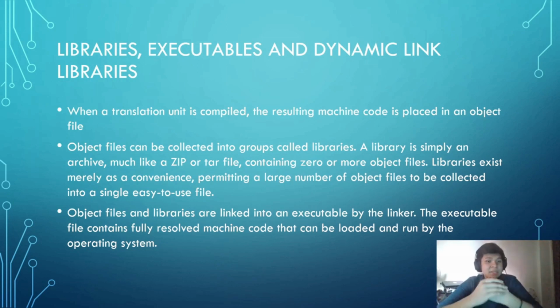So what are libraries, executables, and dynamic link libraries, DLLs? When a translation unit is compiled, the resulting machine code is placed in an object file. These object files will then form together to become a library, which we can use to access code. Let's say we want to use a certain part of the code, we can just take it from that particular library.